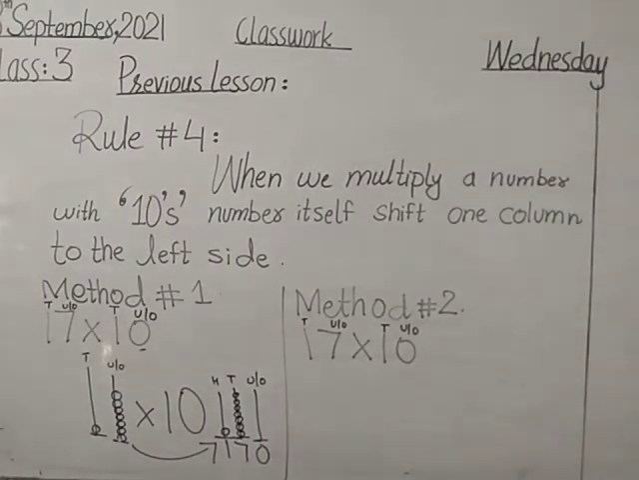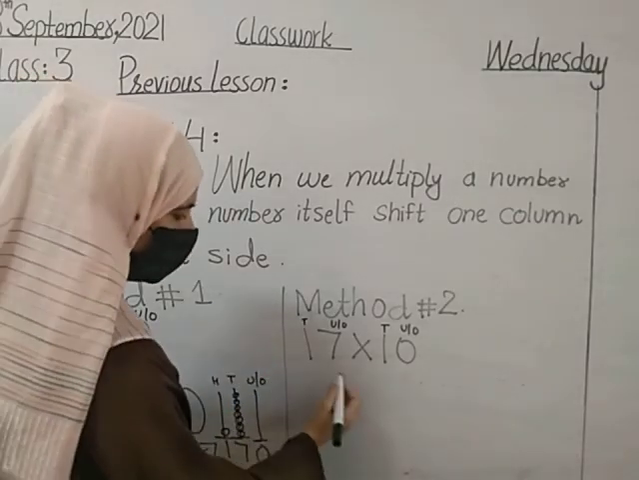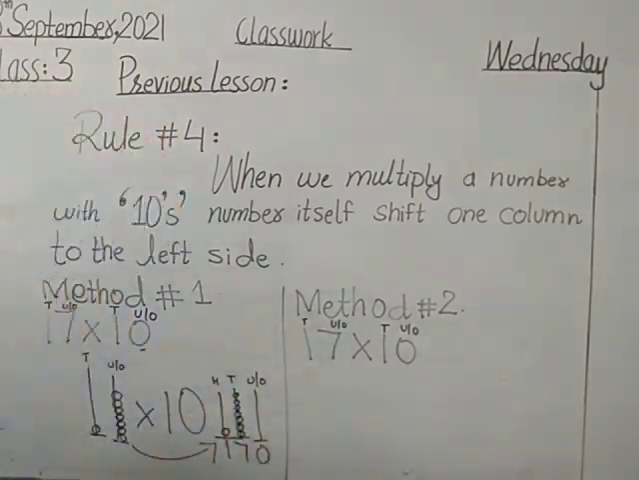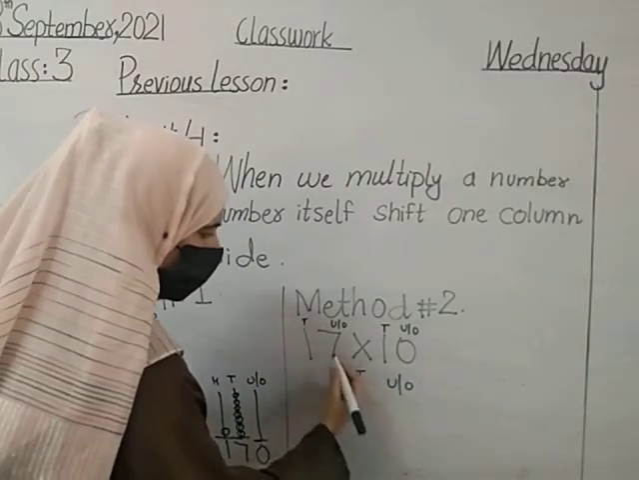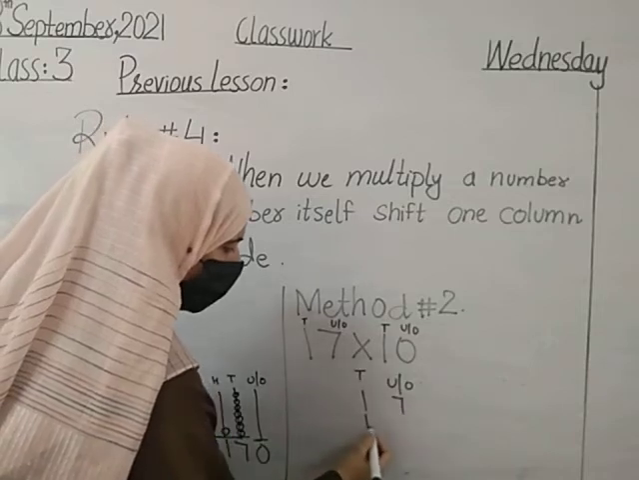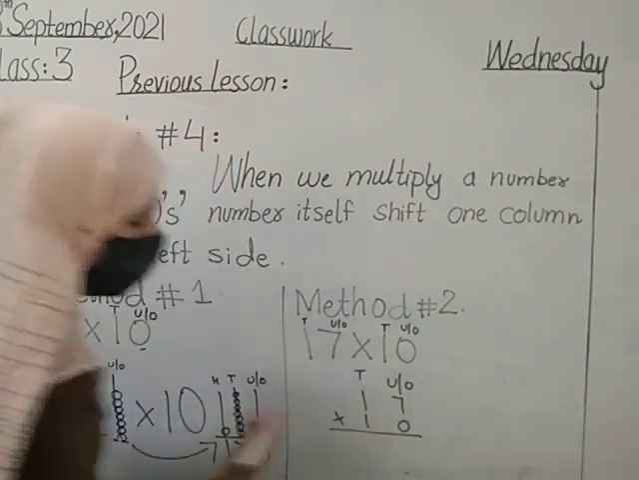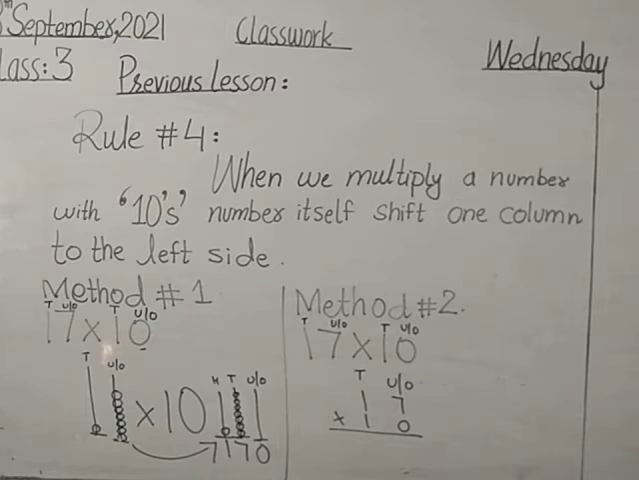Now method number 2 is: change the horizontal form into vertical form. First write the place value of the numbers: T, 1, 7, 1 and 0. Now start multiplying the numbers from 0. Now remember rule number 2. What is rule number 2? Arush, you tell me.